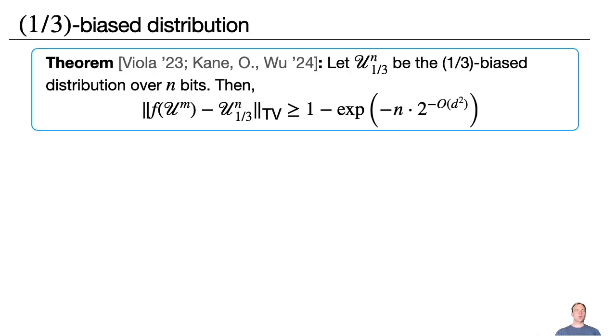So let's begin with the 1/3 bias distribution. A similar result to this theorem was originally implicit in a previous work of Viola. However, we were unfamiliar with it and ended up reproving some things. But in any case, it will be a useful warm-up for later work.